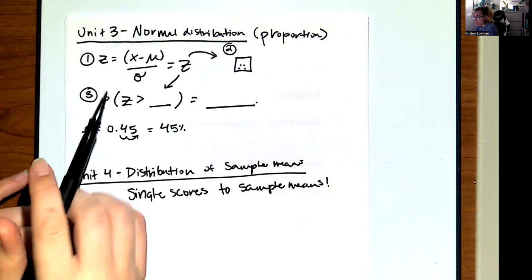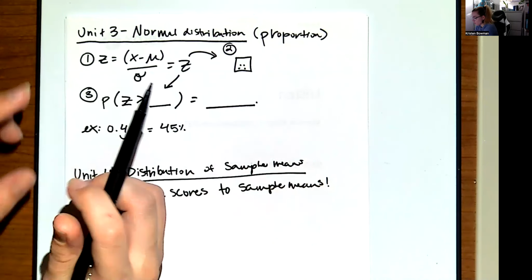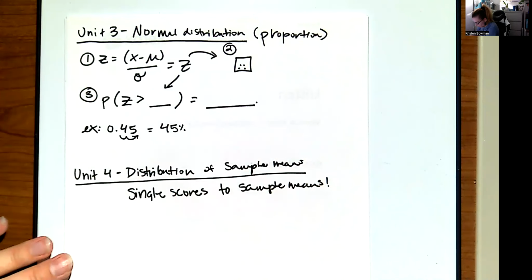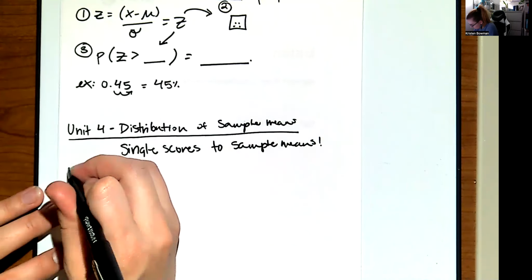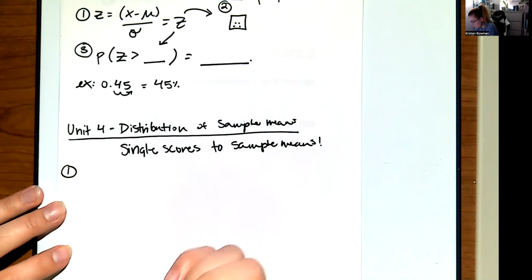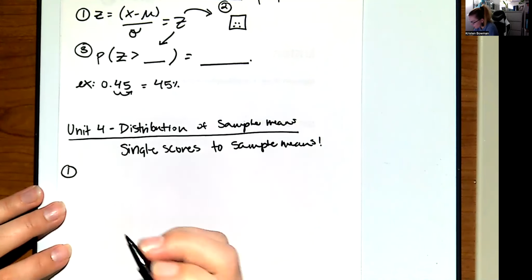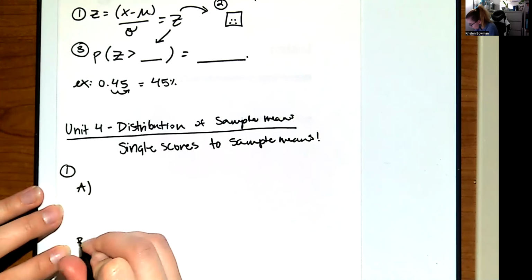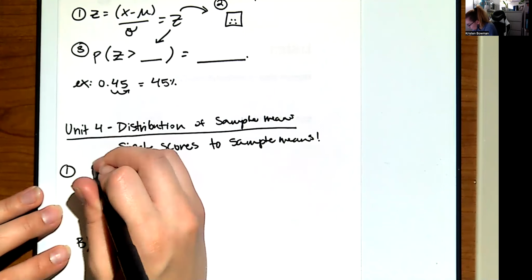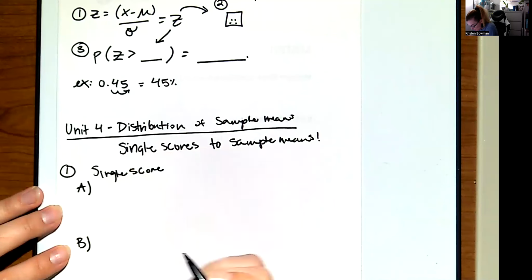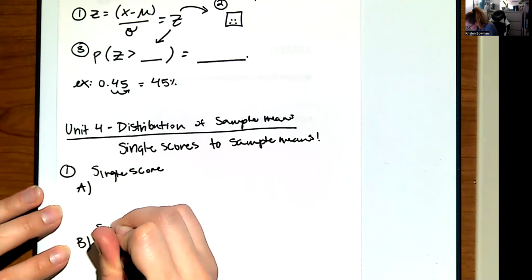So up here during unit 3, we just had one score. We had one value. Now what we did during this week is our first step: we had single scores versus sample mean. How I'm going to write this is how we did it this week, because we had part A and we had part B. Part A was all about a single score. Part B was all about a sample mean.